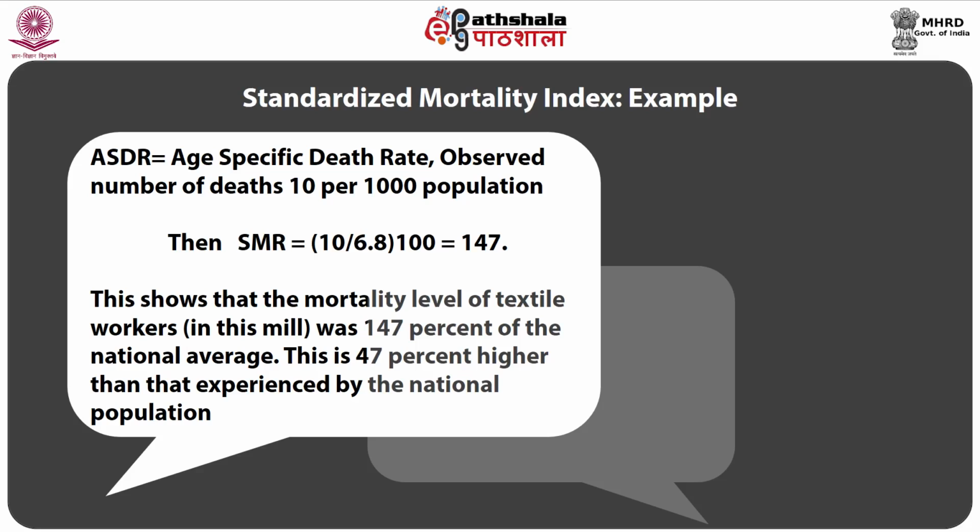SMR example: the age-specific death rate observed number of deaths is 10 per 1000 population. Then SMR equals 10 divided by 6.8 multiplied by 100, which is 147. This shows that the mortality level of textile workers in this mill was 147% of the national average. This is 47% higher than that experienced by the national population.